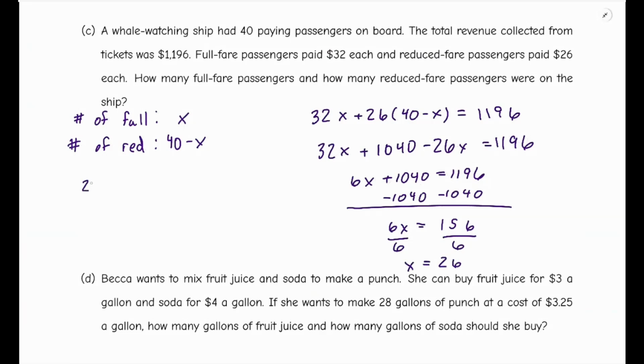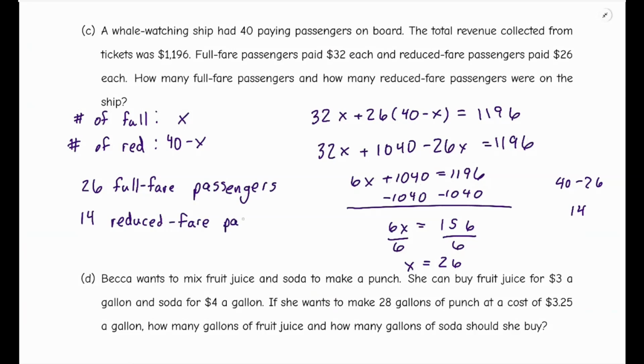So there were 26 full fare passengers. And then 40 minus 26, which is 14, reduced fare passengers. And that's the end of Part C.